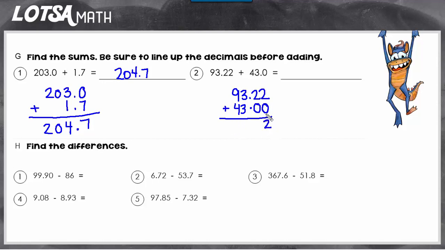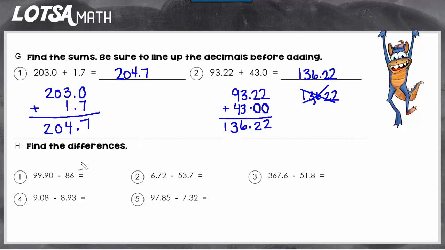2 plus 0 is 2. 2 plus 0 is 2. Make sure you bring down your decimal into the answer to keep these in the tenths and hundredths place. Then you have 3 plus 3 is 6, and 9 plus 4 is 13. So your answer would be 136 and 22 hundredths. Notice what happens if you forget your decimal in the answer. You would end up with 13,622, which is a lot different than 136 and 22 hundredths.